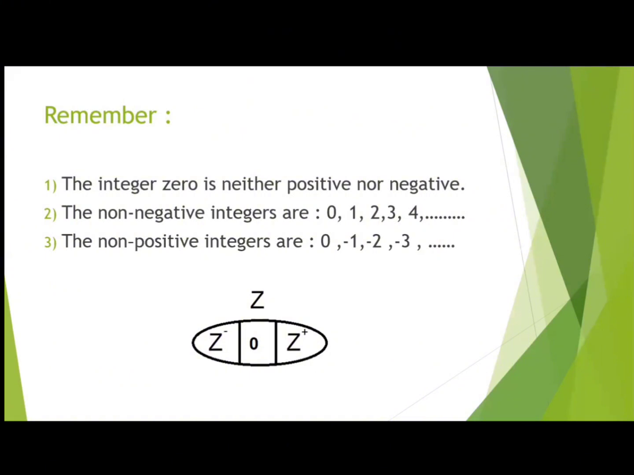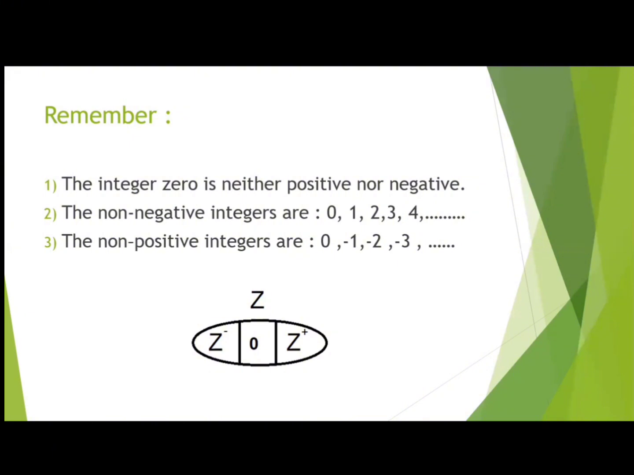Remember, the integer 0 is neither positive nor negative. It's not positive, and it's also not negative. It's 0. Number 2, the non-negative integers. What is the meaning of non-negative? It's not negative. So it could be 0 or positive. So 0, 1, 2, 3, 4, and so on.